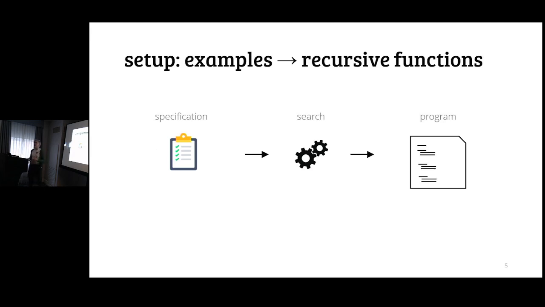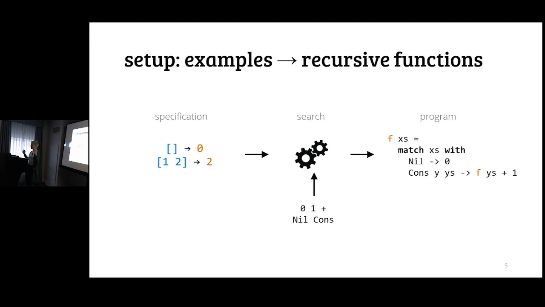So for example, maybe you want to synthesize a list transformation, a very simple one. You want to synthesize the function to compute the length of the list, right? So you could give it examples like, well, empty list goes to 0, list 1, 2 goes to 2, right? And then you might give it some components that the synthesizer might use in the program. So you might say you can use number 0, 1, you can use plus, and you can use the list constructors, right? And then the synthesizer might come up with a recursive program like this, which is a regular program for computing the length of the list, right?